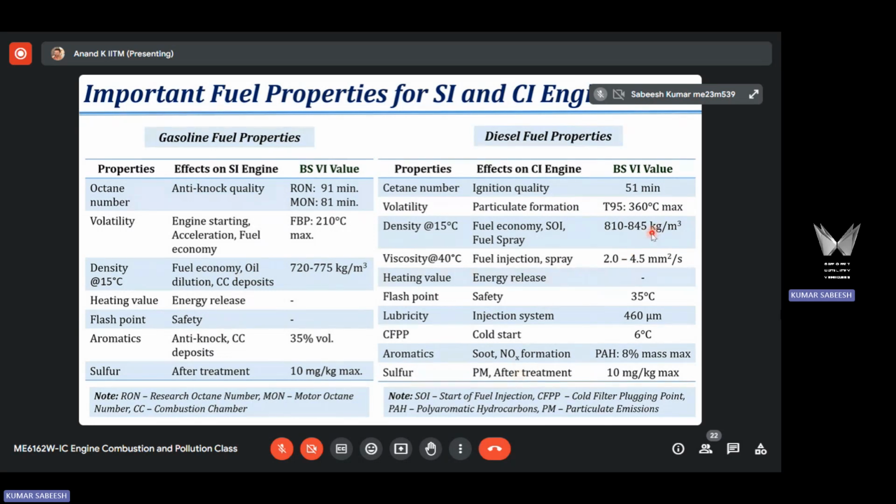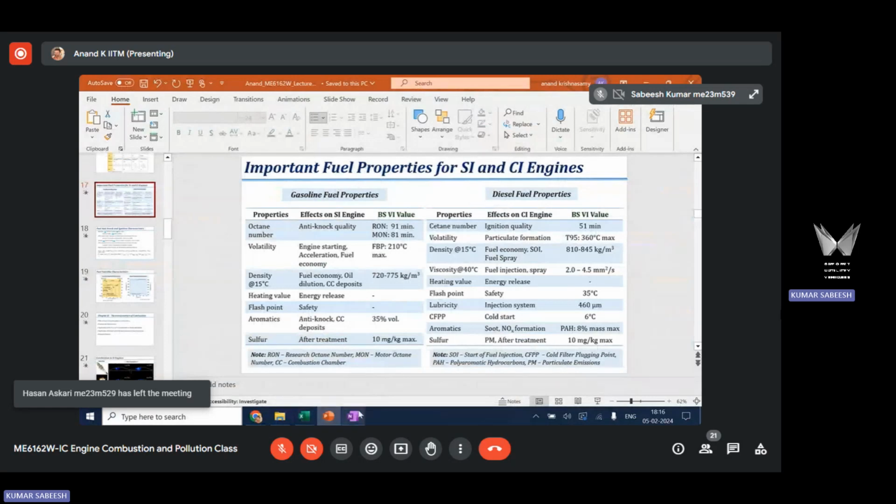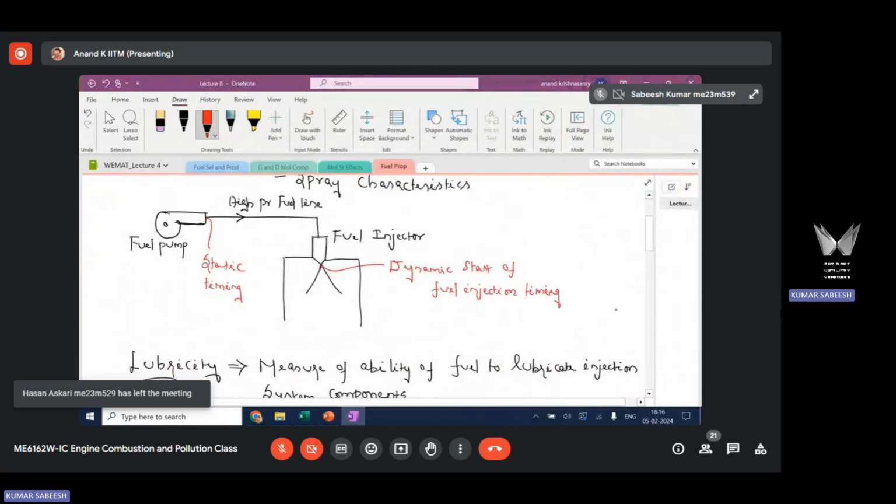So there is an upper limit, and one interesting aspect of fuel density only for CI engine application is that, apart from fuel economy, it also affects the spray characteristic as well as SOI. SOI here stands for start of fuel injection. Diesel density variations also affect start of fuel injection. I will show you now how it does. You should note that this effect of density on start of fuel injection is applicable only for mechanical fuel injection systems.